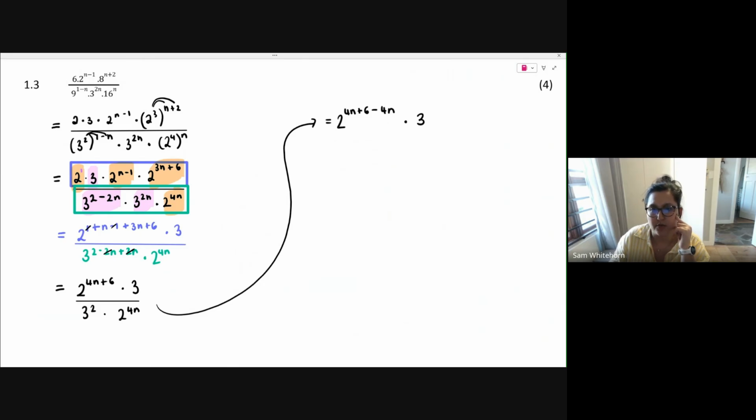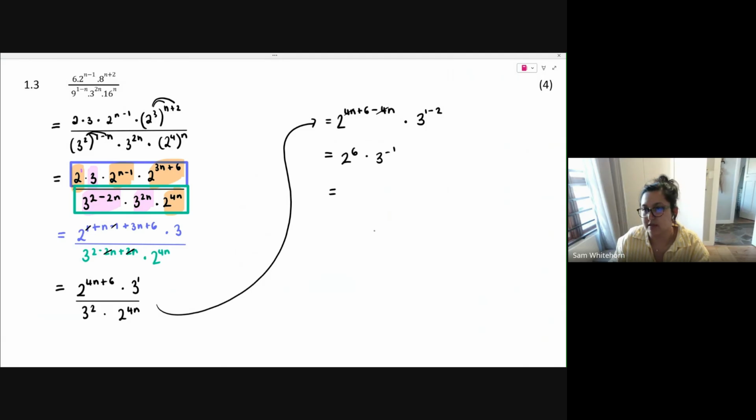We've got 3 in the numerator, which is 3 to the power 1. And then we subtract the denominator's exponent of 2. Right. 4n minus 4n cancels out. So I'm just left with 2 to the power 6 times, 1 minus 2 is, 3 to the negative 1. Once again, grade 11s, you never want to leave your answer with a negative exponent. So we will write this as a fraction.